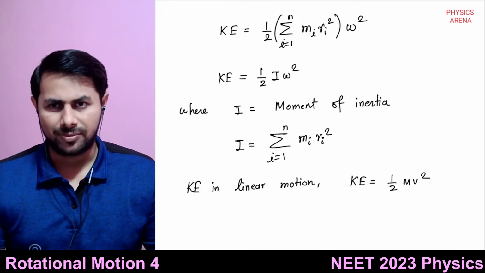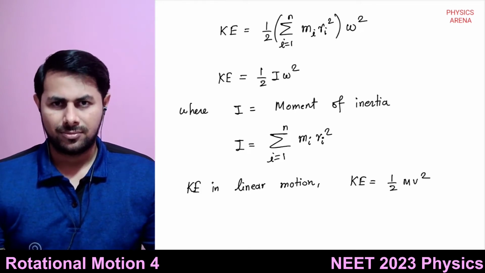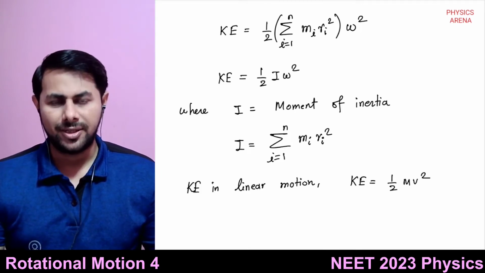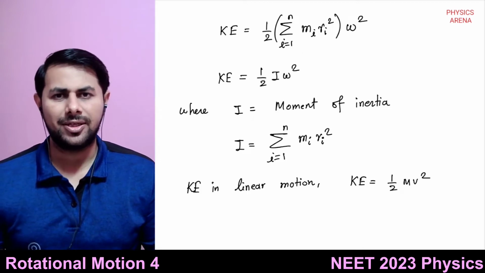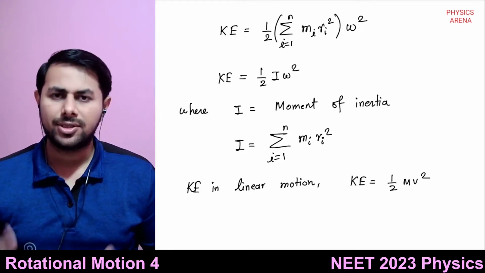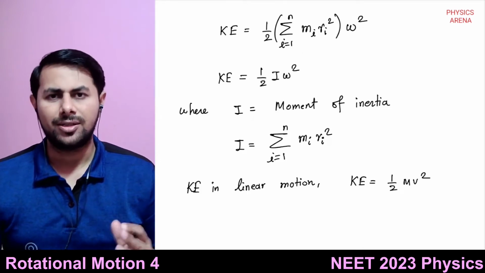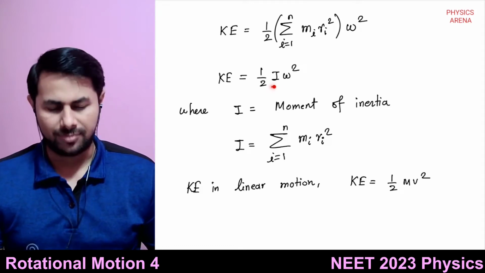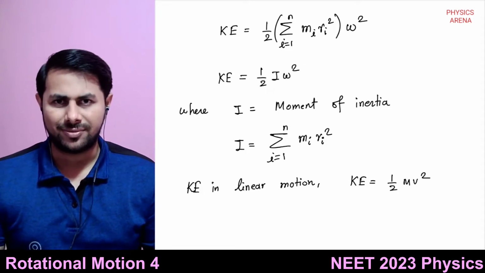It is the mass of the body, right? In linear motion, mass measures the inertia of a body. So similarly, in rotational motion, the measure of inertia is this term, the moment of inertia.